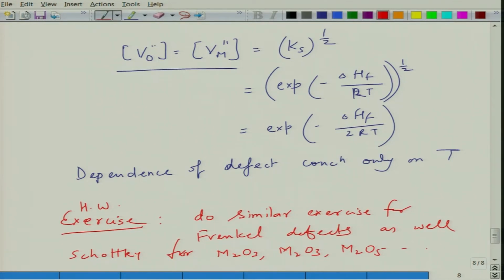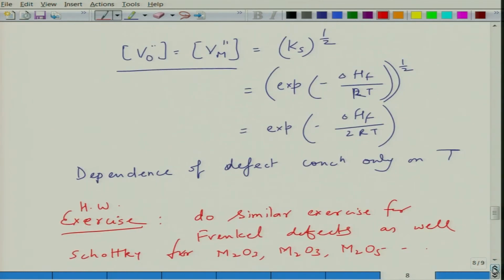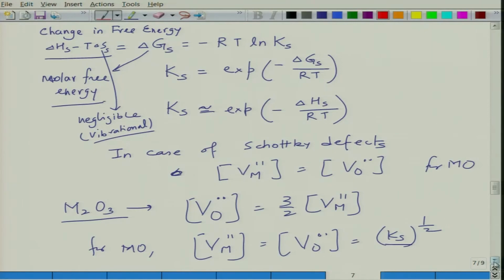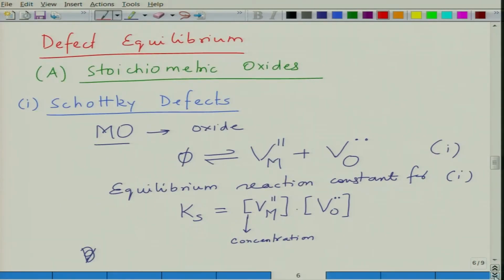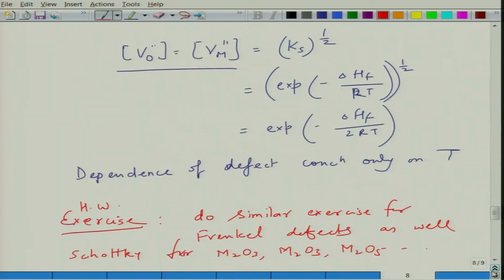Okay, so this is fairly straightforward. You will see the same thing in case of Frenkel defects as well, that the defect concentration will remain independent of partial pressure of oxygen. It will depend only upon temperature. Next thing that we see is defect equilibria in non-stoichiometric solids. So, this was about the stoichiometric oxides. We have taken this for Schottky defect, and you can do the same exercise for Frenkel defects.